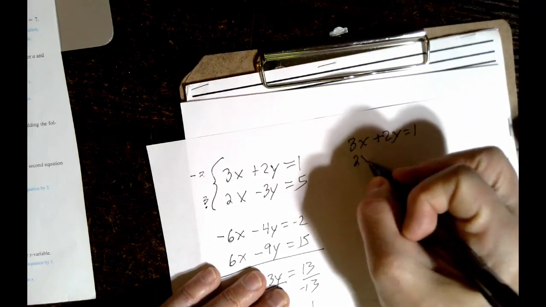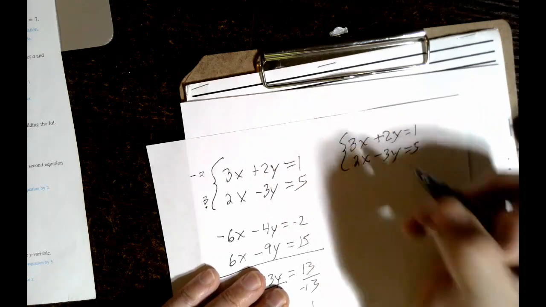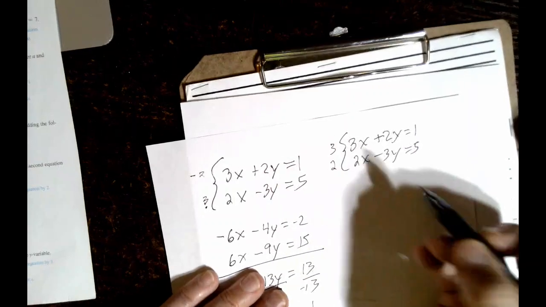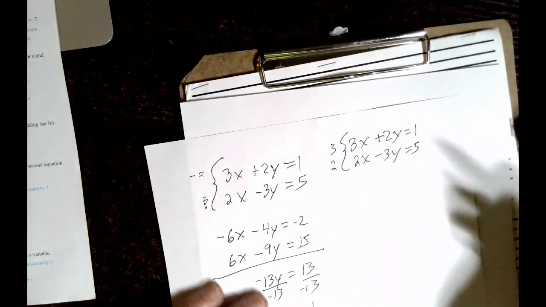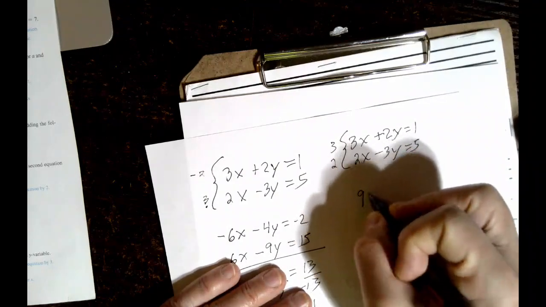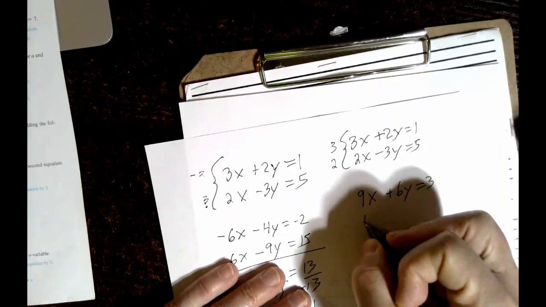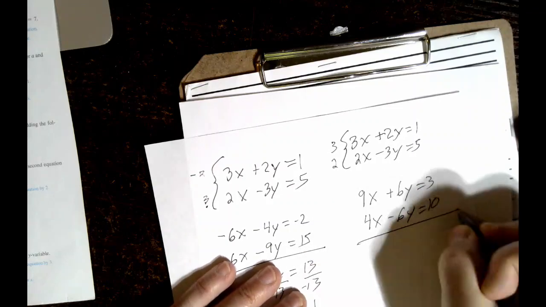So we take 2x minus 3y equals 5. And this one has a 3, so we multiply by 3. That one has a 2, so we multiply them by 2. And so we're going to get 6y and minus 6y, so we don't have to change the signs. They're already going to be opposite signs already. So what do we get? 9x plus 6y equals 3. And 4x minus 6y equals 10.